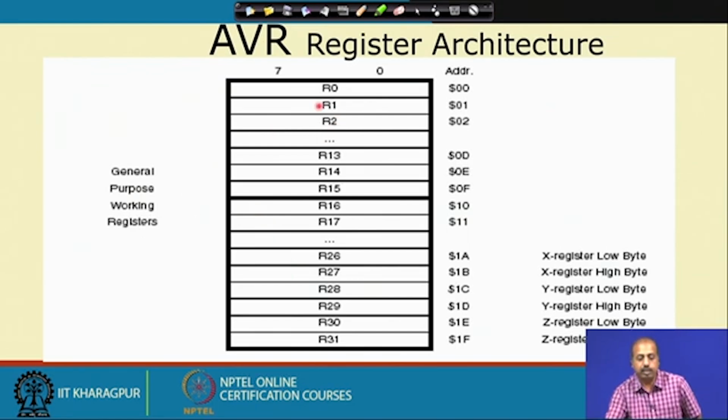So, the register structure is like this. We have got the addresses 00 to 1F, so we have got 32 such registers, R0 to R31. Out of that, registers number 26, 27, 28, 29, 30, 31 are the X, Y, Z pointers.